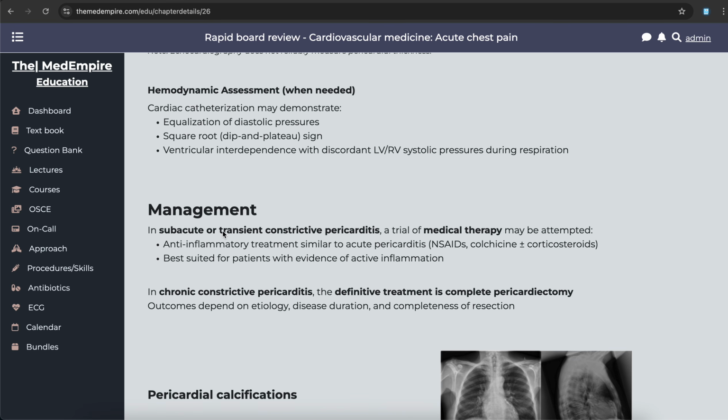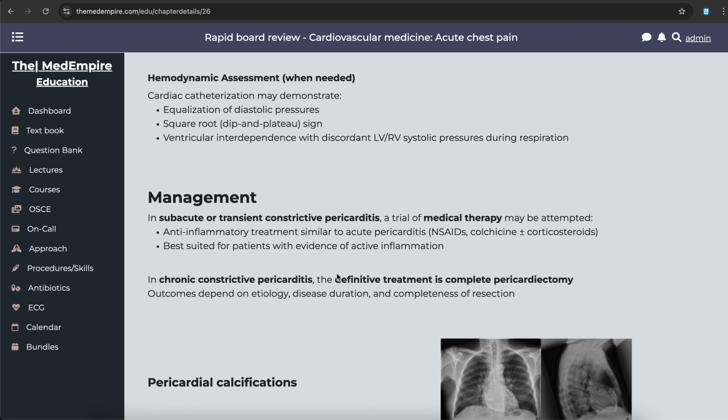And the management in subacute or transient constrictive pericarditis: a trial of medical therapy is attempted, which is similar to acute pericarditis, and that's best suited for active inflammation and acute inflammation. But if that fails, or in chronic constrictive pericarditis, the definitive treatment is to remove the pericardium.